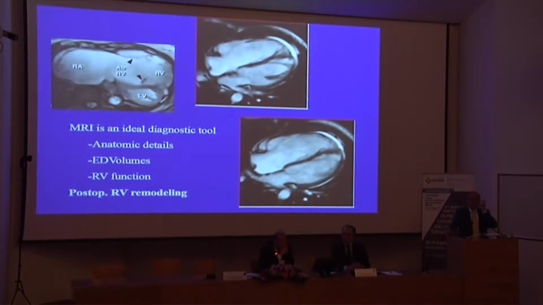Now, what we started doing, especially systematically, I'm asking for MRI in all cases, because I believe it's an ideal diagnostic tool. You have all the anatomic details, the end-diastolic volumes, and you have a very clear idea of right ventricular function. And then I started also following up my cases with MRI to check what happens with the post-op right ventricular remodeling.